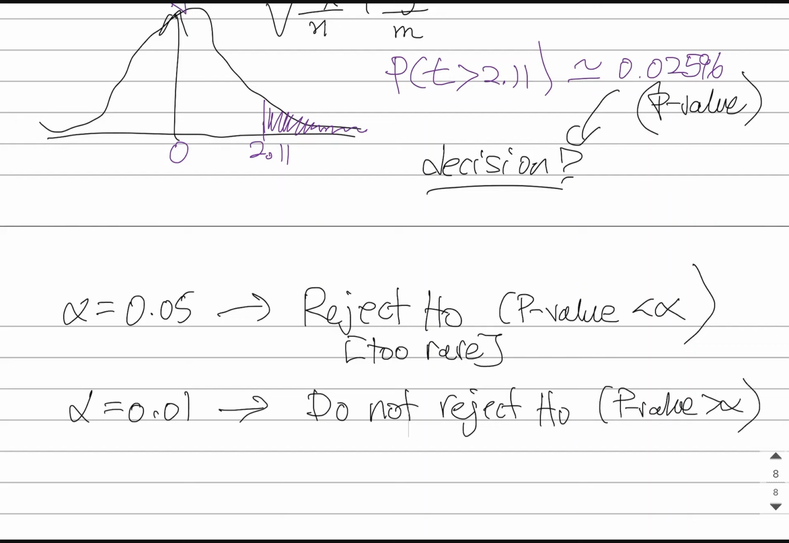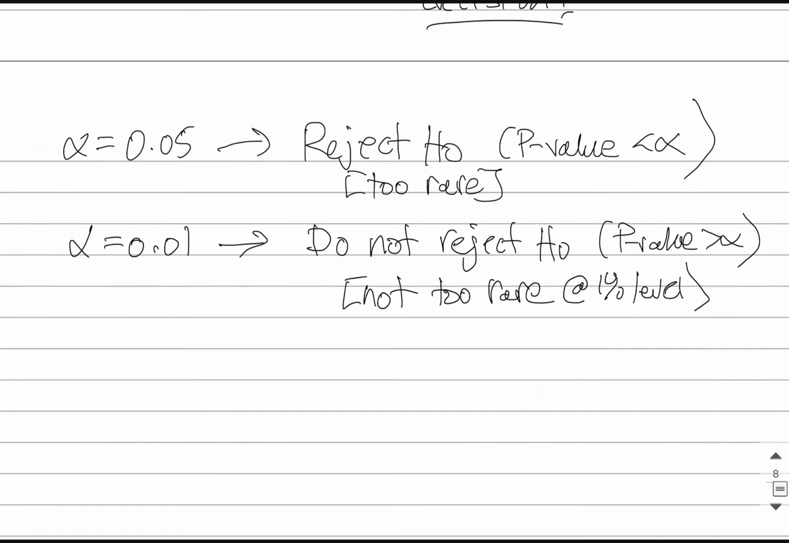That doesn't necessarily mean you believe it or you expect it to be true. You just can't find strong enough evidence to reject it. So in this case, it's not too rare at the 1% level. So you have to be really clear. You have to decide this significance level ahead of time. This is important. You don't want to cheat and perform your inference procedures and then set the significance level.